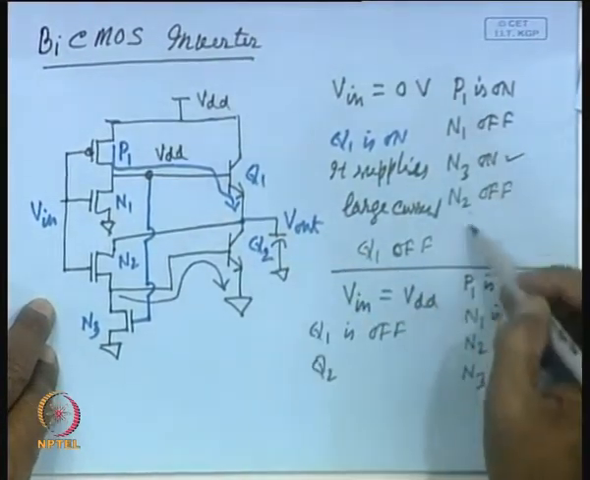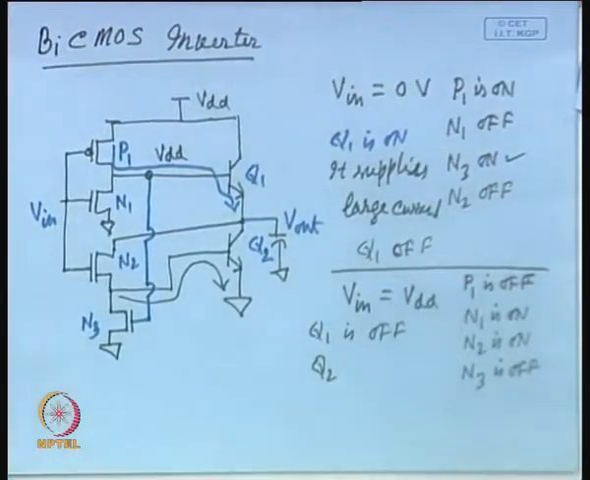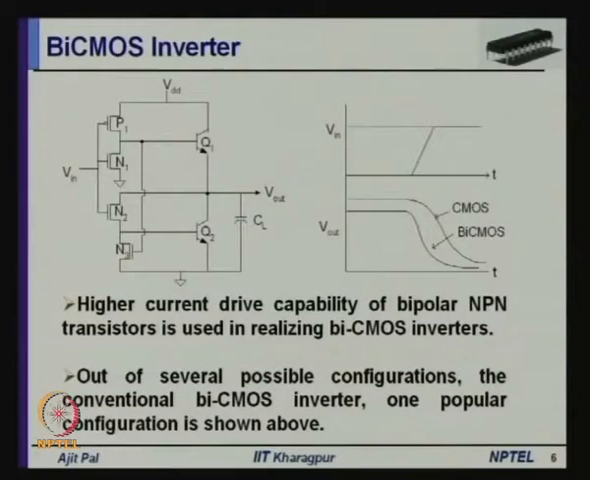By ensuring that, we are able to drive a large capacitive load, because the current that can be supplied by the bipolar transistors Q1 and Q2 is very large, and when Q1 is on, it is ensured that Q2 is off, and so on. So, we have seen the behavior.